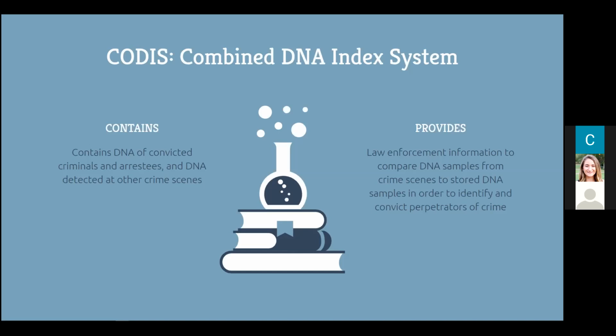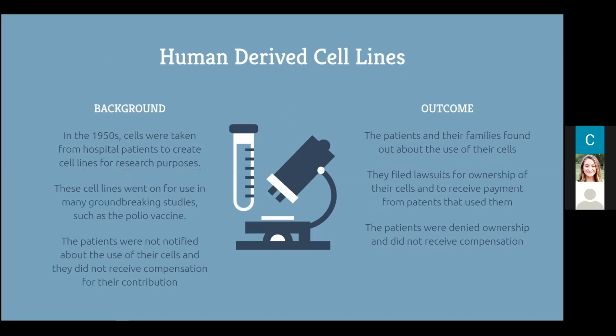The system is accessible by law enforcement, and once an individual's genetic information is in the system, it's there permanently. So even if a person is found not guilty, their information remains in the system except under certain circumstances. And then finally, the last example I'll talk about of biological property being used is in human-derived cell lines.